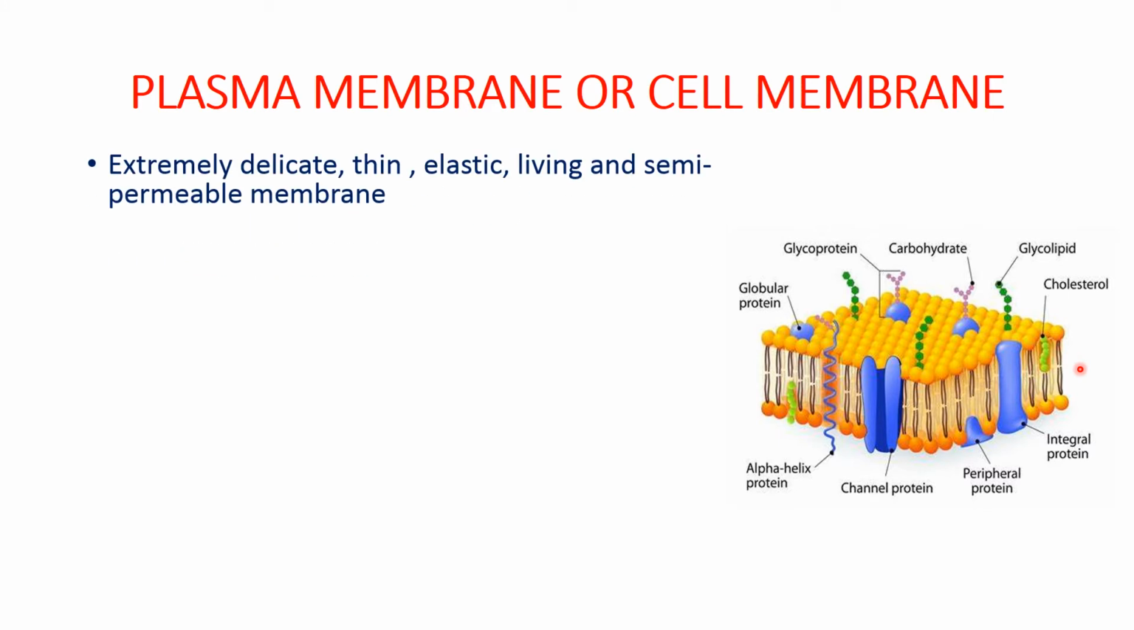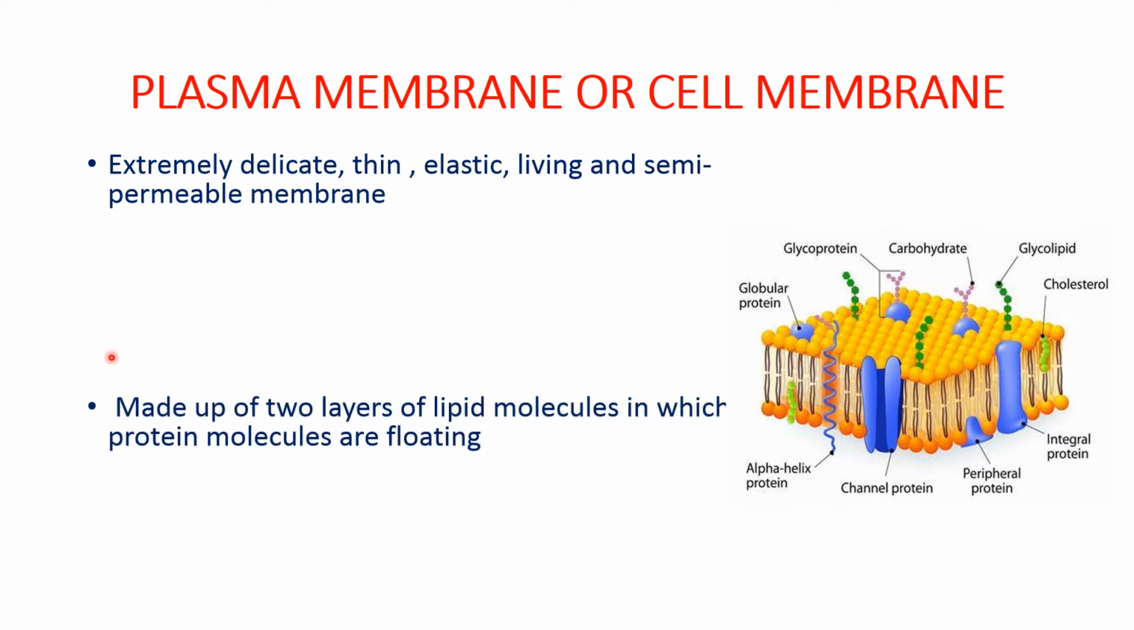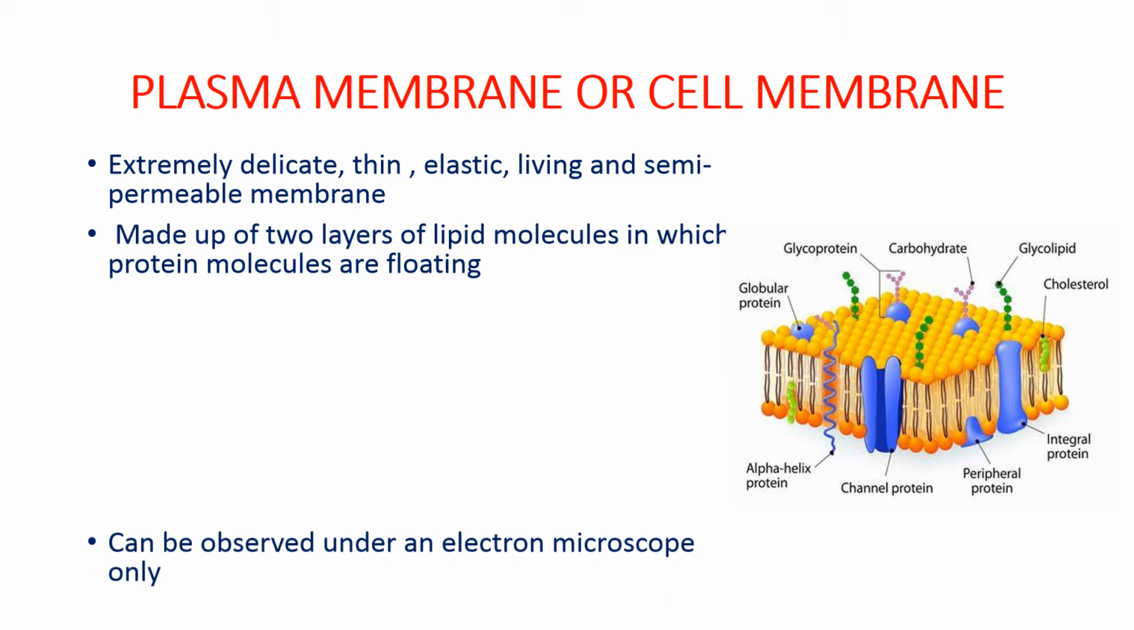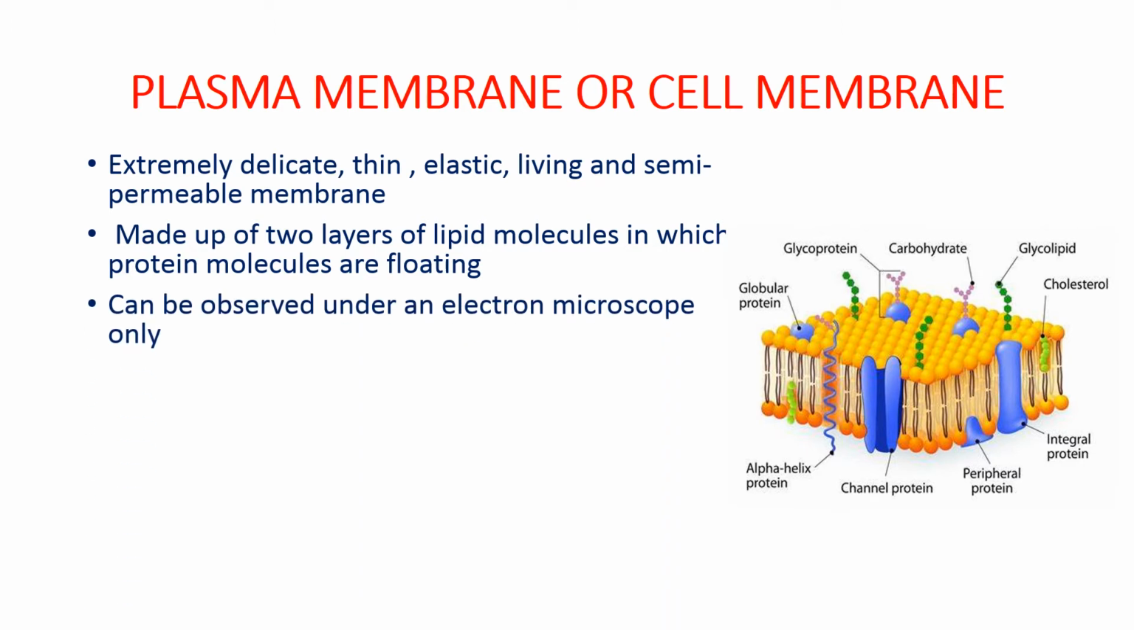Extremely delicate, thin, elastic, living and semi-permeable membrane. What does it mean? Semi-permeable means selectively permeable. Plasma membrane or cell membrane allows certain substances to enter the cell while preventing others from entering. That is why it is known as semi-permeable. Made up of two layers of lipid molecules in which protein molecules are floating. That's why this model of plasma membrane is known as the fluid mosaic model. It can be observed under an electron microscope only, cannot be seen with a simple microscope, even cannot be seen with a compound microscope.